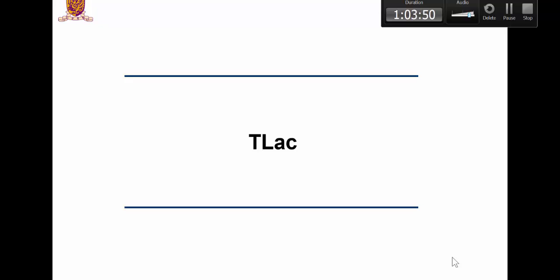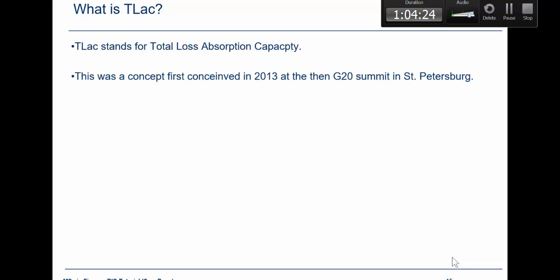Now, TLAC, do you know what that stands for? Total loss absorption capacity. Okay, thank you. Now, this idea was, I think, partly a new development after things like cocoa started cropping up. And it was first conceived in 2013 when the G20 nations actually had a meeting in Russia.